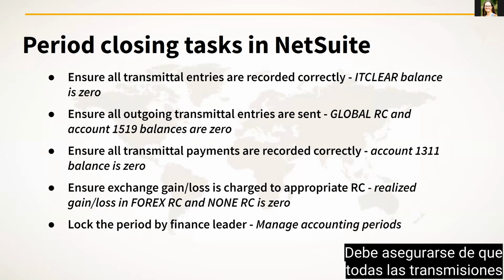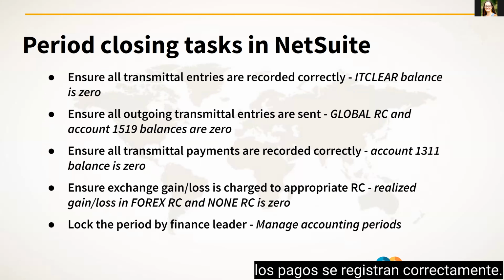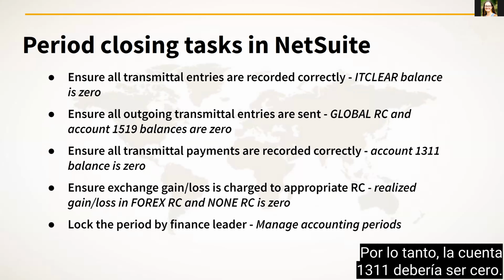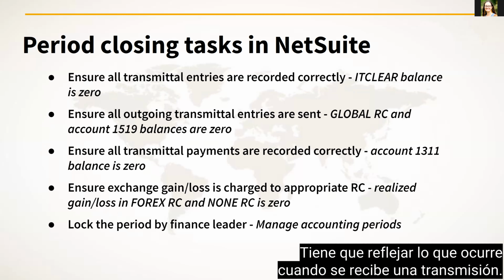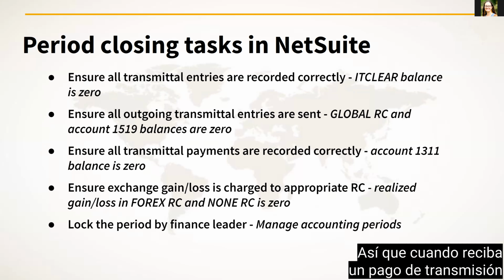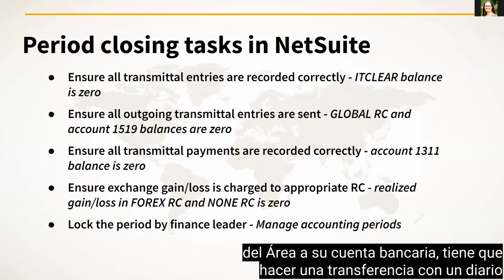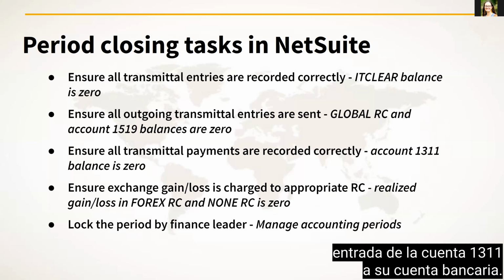You need to ensure that all transmittal payments are recorded correctly. So account 1311 should be 0, the balance. It needs to mirror what happens when you receive a transmittal. So when you receive a transmittal payment from the area into your bank account, you need to do a transfer with a journal entry from account 1311 to your bank account.